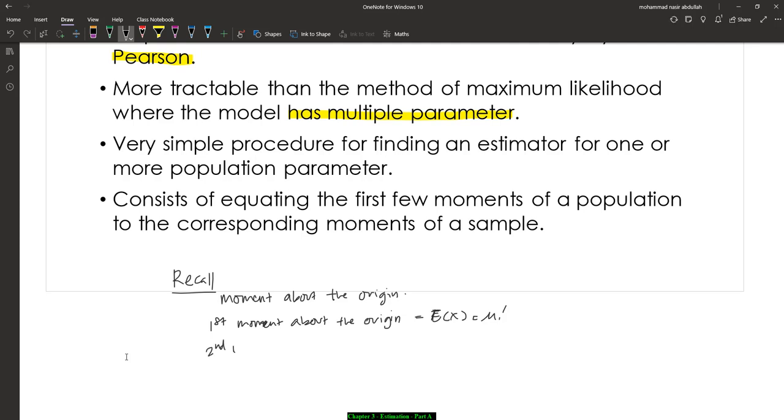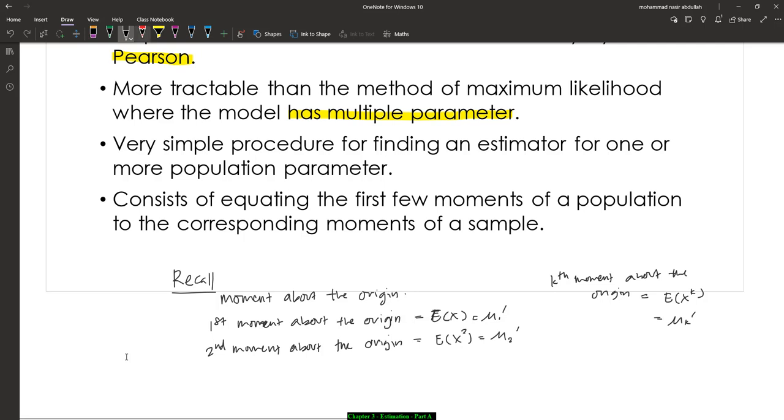Second moment about the origin is equal to expected of x square, which is mu 2 prime, right? So the kth moment about the origin is equal to expected of x power of k, which is equal to mu k prime, right? So I hope you understand the notation here.